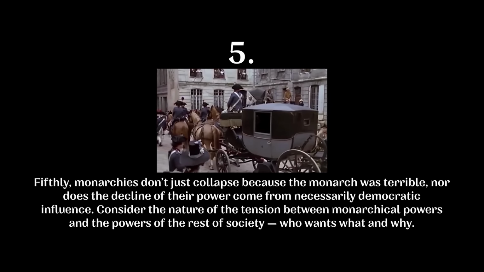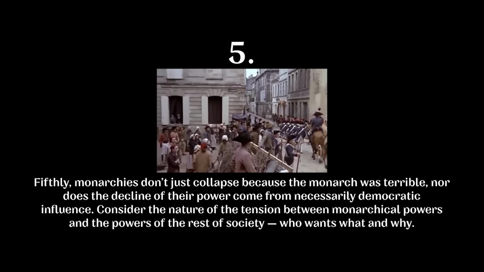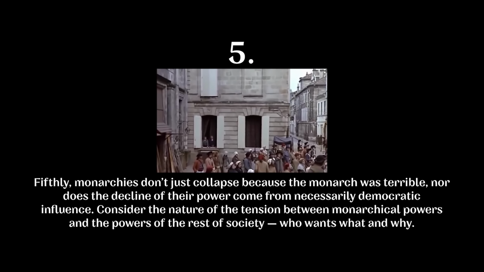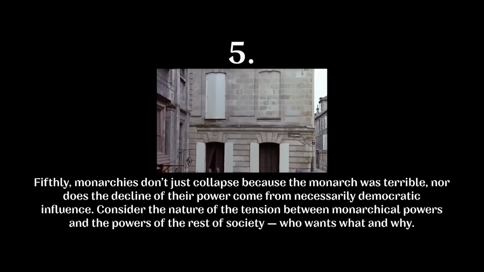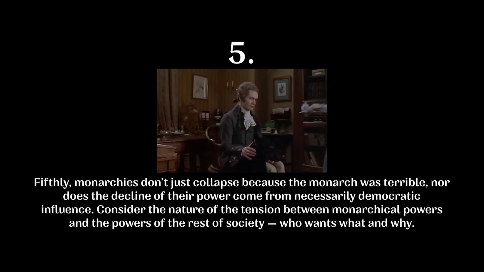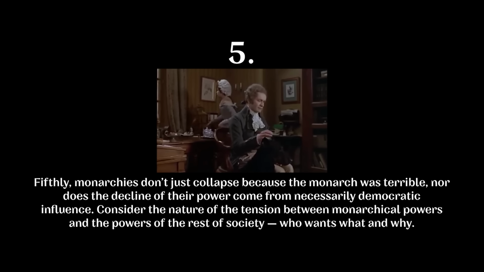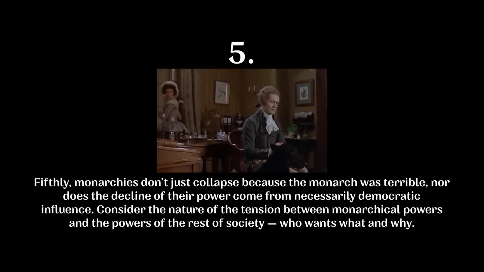Fifthly, monarchies don't just collapse because the monarch was terrible, nor does the decline of their power come from necessarily democratic influence. Consider the nature of this tension between monarchical powers and the powers of the rest of society. Who wants what and why? Also that the way your monarchy works does not necessarily reflect the way your society works now.